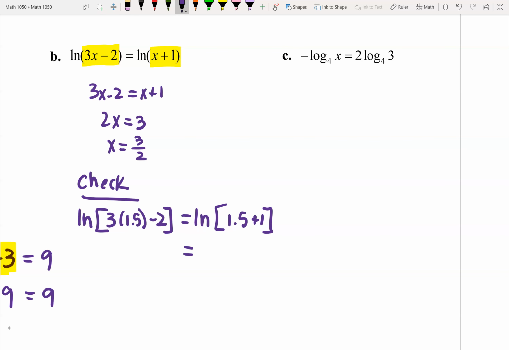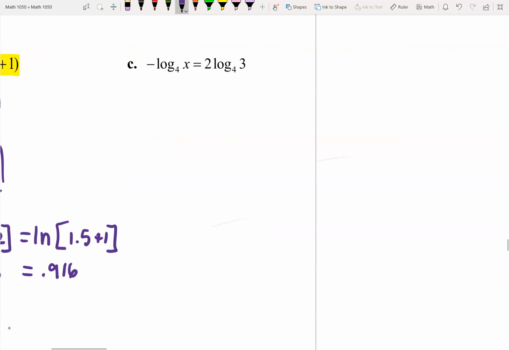So everybody go ln 3 times 1.5 minus 2, close it, enter, and I get 0.916. I'll be looking for the 0.916 on your tests and quizzes, or whatever the number is. If you don't have it, you don't get credit. Right hand side, ln 2.5, close it off, enter, 0.916. So I know I'm good. There's my answer and I'm done.